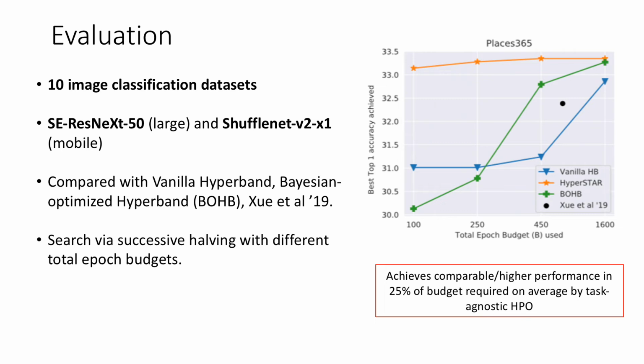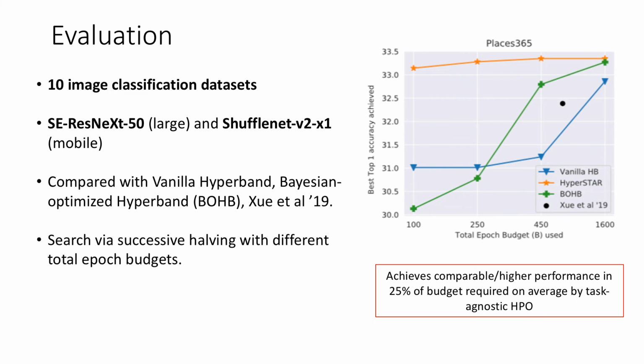We evaluate Hyperstar on 10 real-world image classification datasets using leave-one-out testing with SE-ResNeXt-50 and ShuffleNet V2 x1. We compare Hyperstar in the form of task-aware Hyperband with vanilla Hyperband, BOHB, and the performance-based grouping approach from Zhu et al. We perform successive halving-based search using different total epoch budgets. The plot on the right shows the best top-1 accuracy achieved by different algorithms for varying total epoch budgets for Places365 on ShuffleNet.